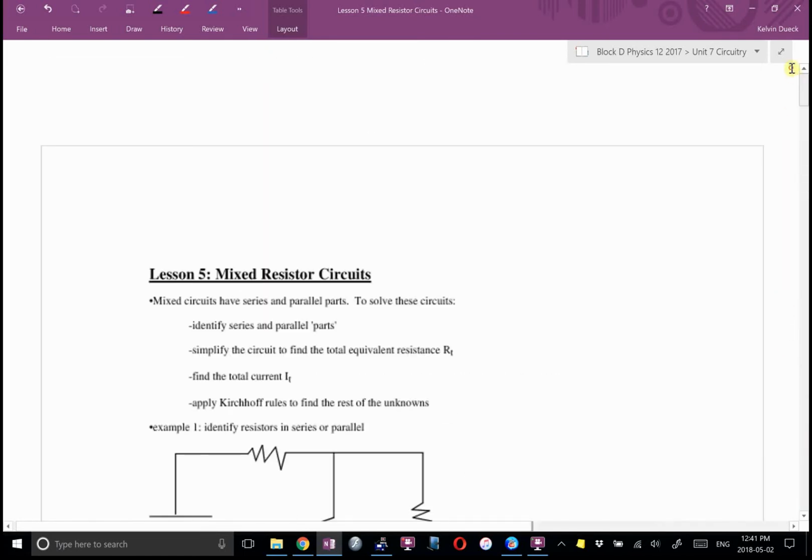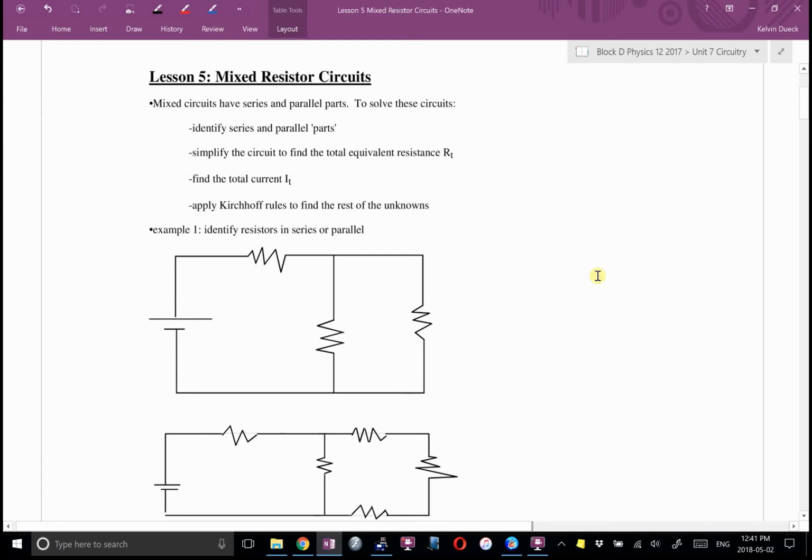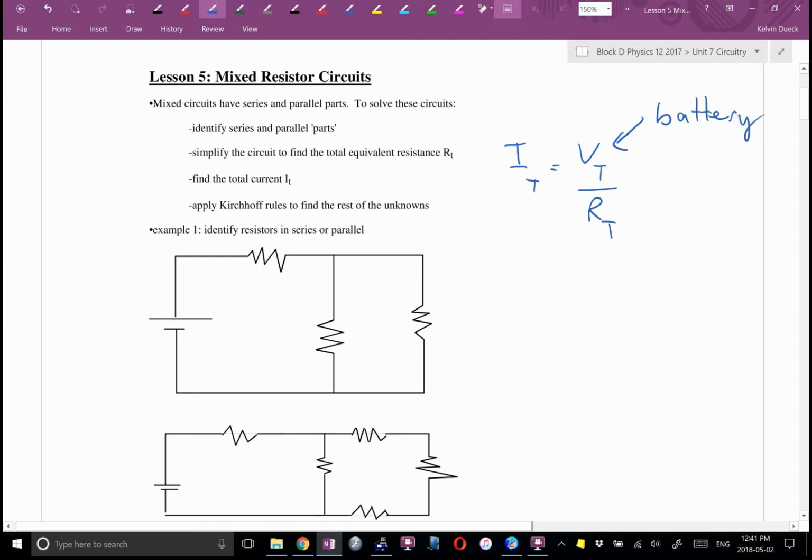This is called mixed resistor circuits. Hey, we're going to have parallel and series in the same circuit. So to solve these, make sure you identify what are the series and parallel. I would run through Kirchhoff's laws first, but if that doesn't work, simplify the circuit to find the total equivalent resistance, and then we're going to use I total equals V total over R total, and V total is almost always going to be the battery.